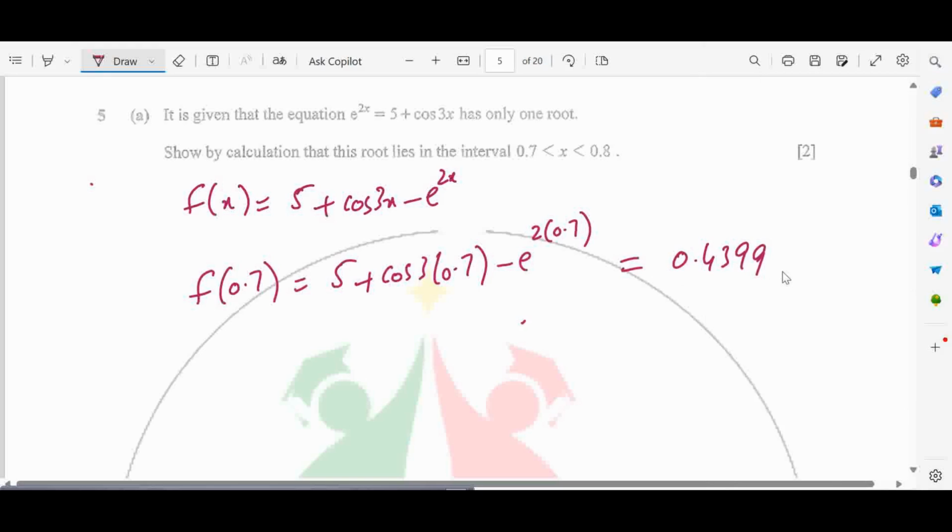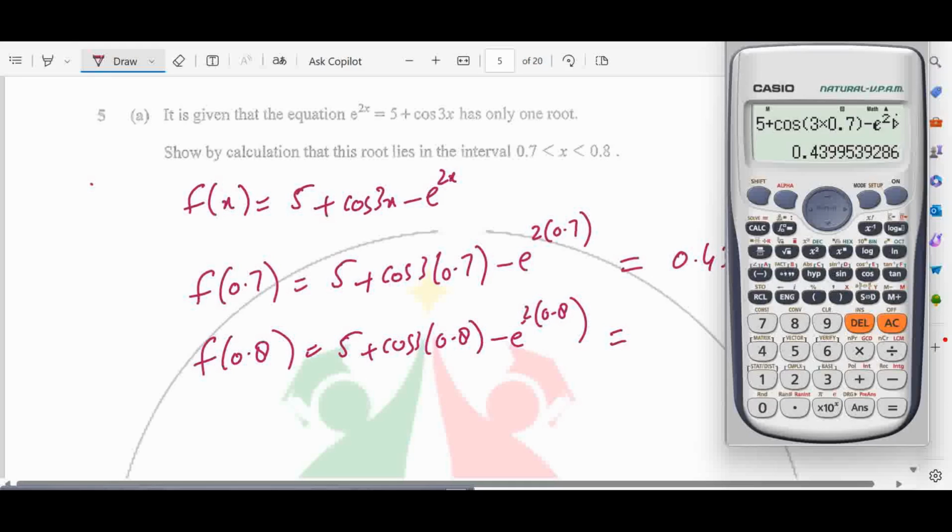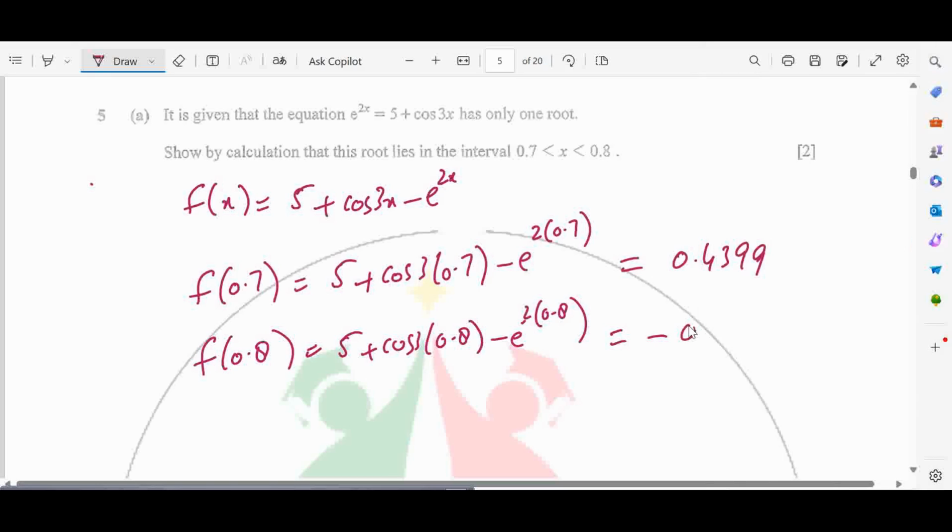0.4399. Now let me check the other one, that f of 0.8 is equal to 5 plus cos of 3 into 0.8 minus e power 2 into 0.8. We just need to change what we have to change. We have to make it 0.8. Be very careful about the calculation. You have to replace it in two places. Minus 0.6904.